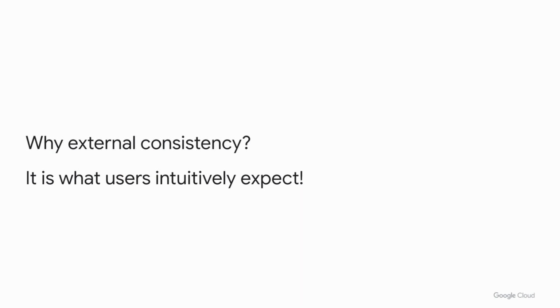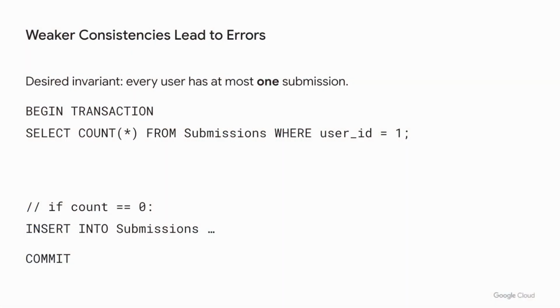Why do we pick such a strict consistency model? Well, it's what users intuitively expect. Many people are familiar with the single machine, single thread, zero transaction execution model. And even though Spanner is a distributed database, this simpler model is still very much what they are used to reasoning about. And weaker consistency actually does lead to errors.